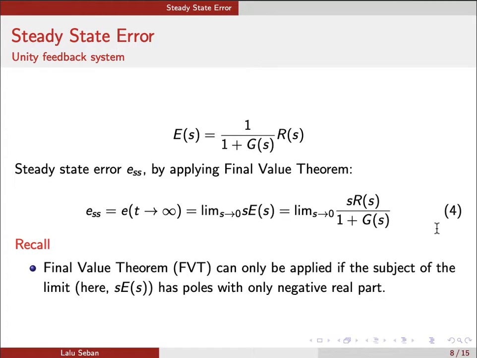I just want to recall one thing at this point of time. Final value theorem can only be applied if the subject of the limit, okay, in this case the subject of the limit is s E(s), has poles with only negative real part. Please be careful.